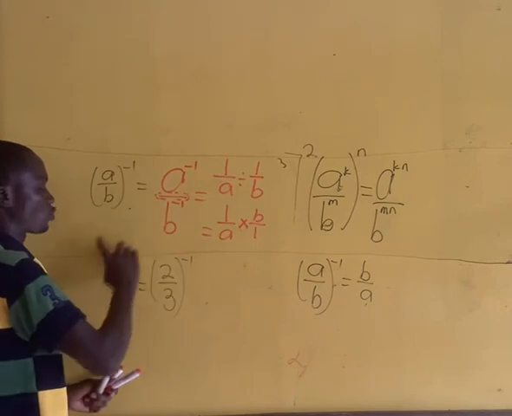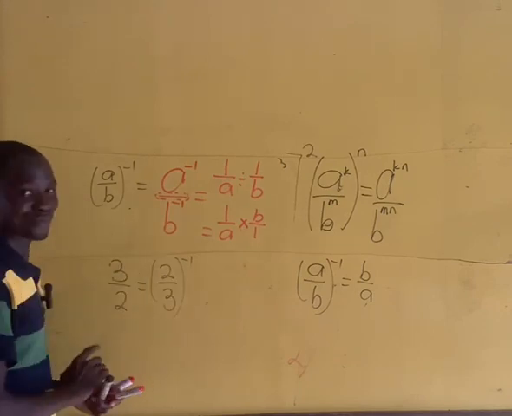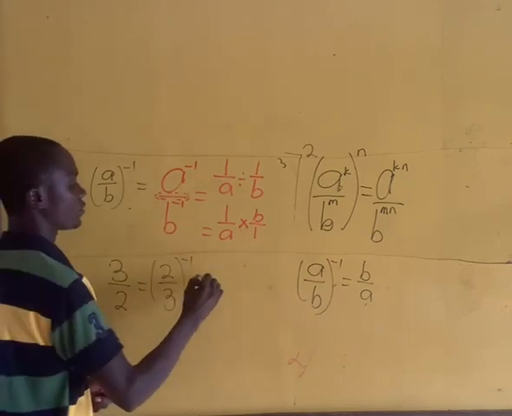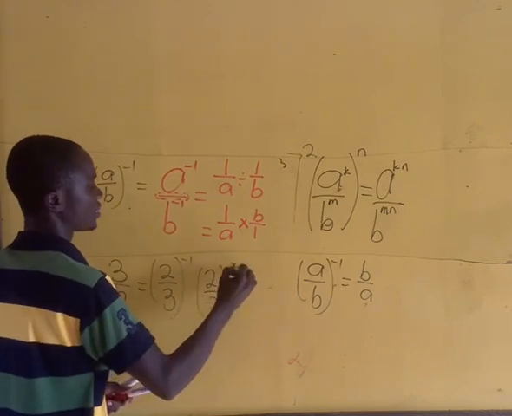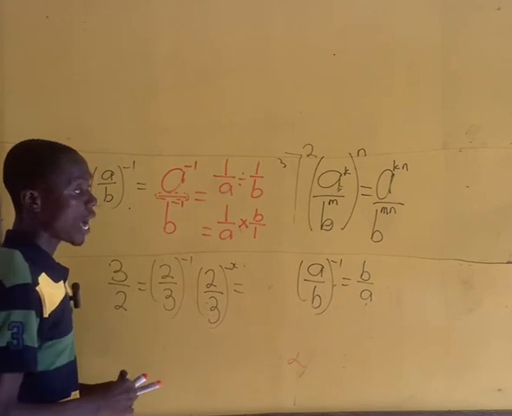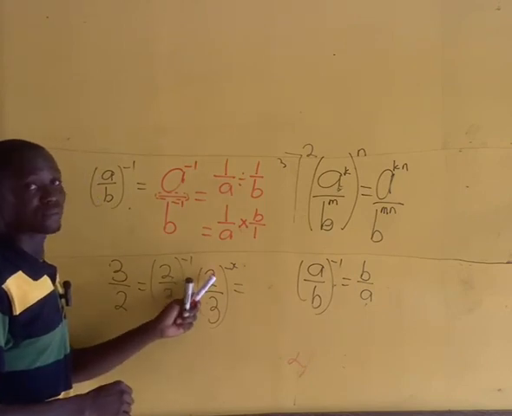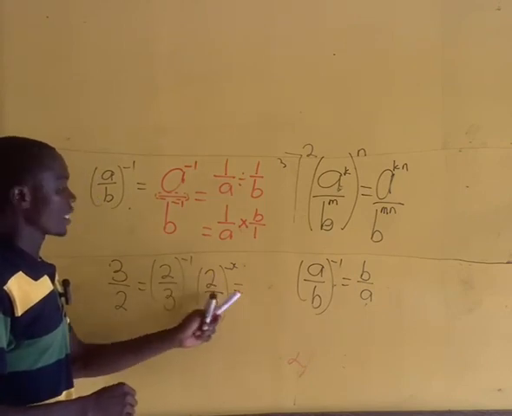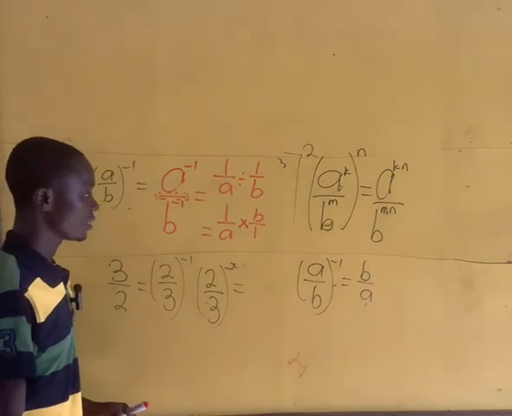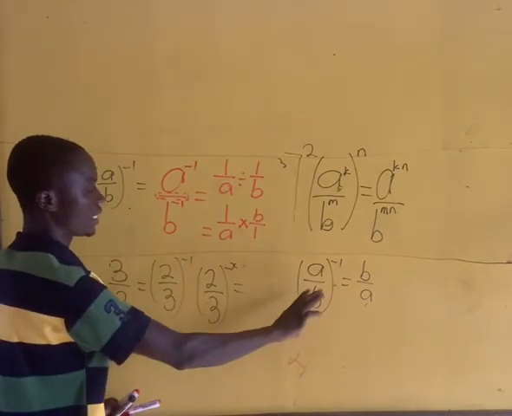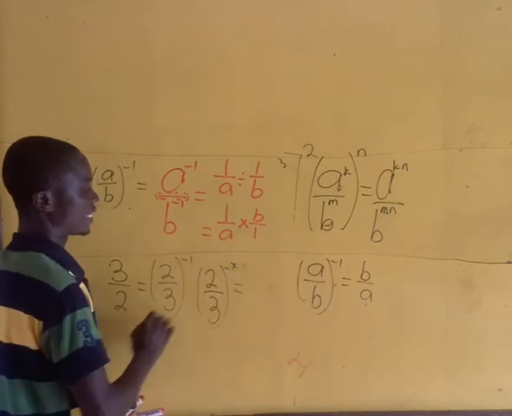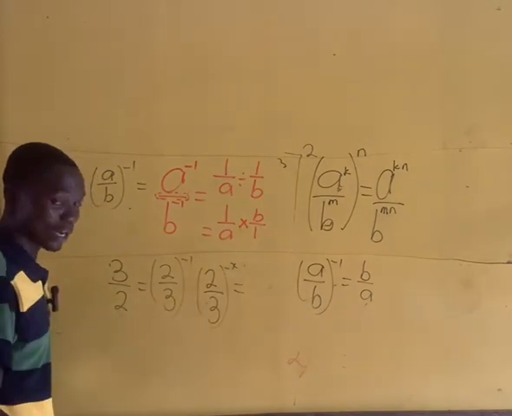Don't think of bringing this one here. You can also send this one here. So if I have 2 on 3 power negative x, it's the same as, we've not reached here. But once I've written it, let us do it. I think that will be the last one. But let's do it in addition to this. This is negative x. No, let me put it there. I'll come back to it.